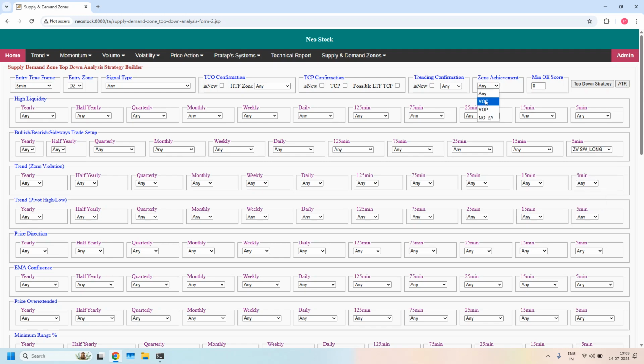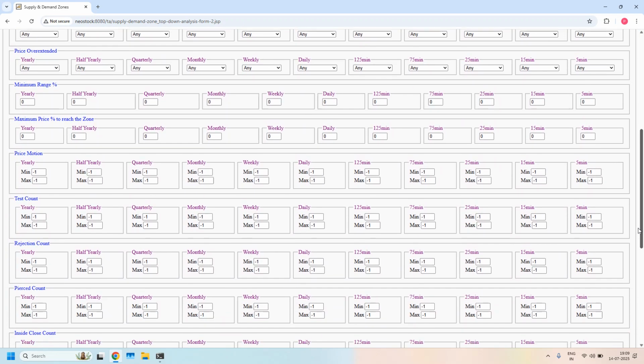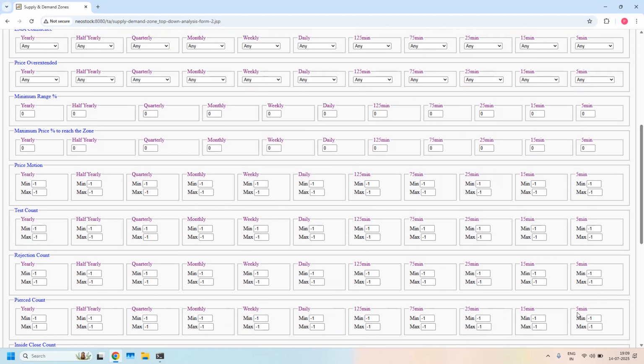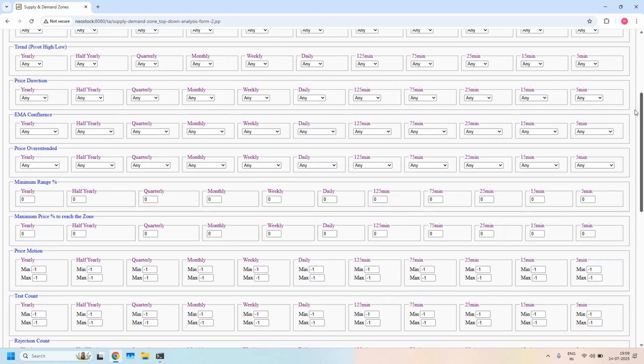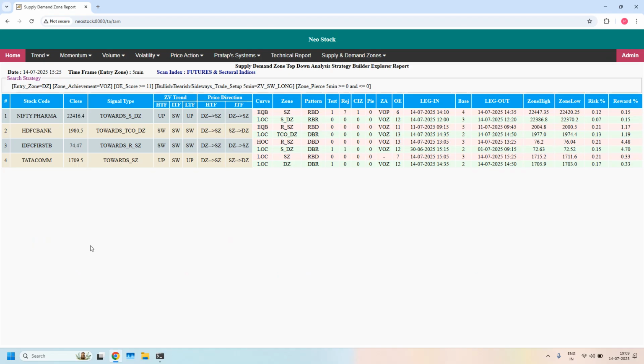Sideways long, zone achievement VOZ, minimum order enhancer score 11, and the 5 minute demand zone should not be pierced. In the pierced count at 5 minutes, minimum value 0, maximum value 0. With these filters, we got 4 stocks. Sideways long trade setup. Entry time frame zones are 5 minute demand zones.